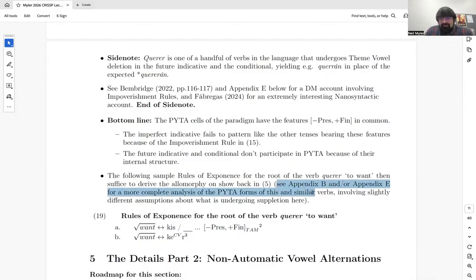I mention here, it says see Appendix B and/or Appendix E for a more complete analysis of the PYTA forms of this and similar verbs involving slightly different assumptions about what's undergoing suppletion. So what I say there is that it's not the root that's suppletive here. Instead, it's the verbalizer, which can be realized as a floating bundle of vocalic features that raises the internal vowel, right? If that's the right analysis, then it will still be true that a linear adjacency-based account of allomorphy is too strong here because the verbalizer will still be separated from the TAM morpheme by the theme vowel.